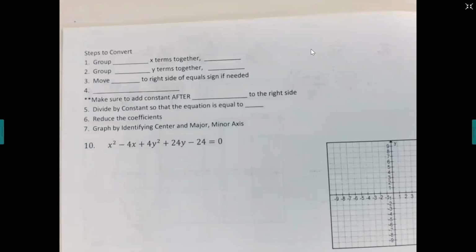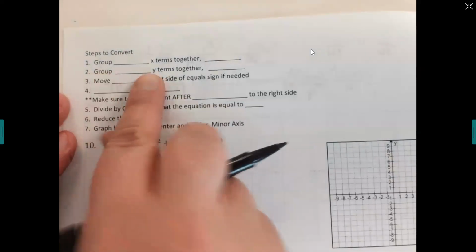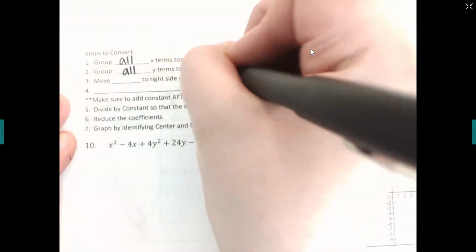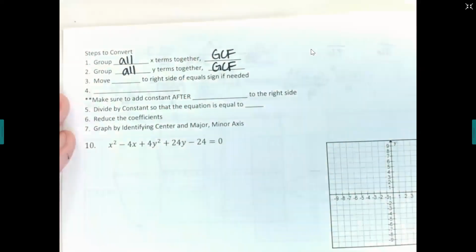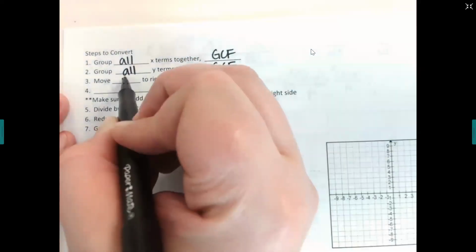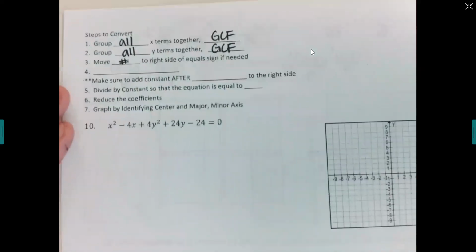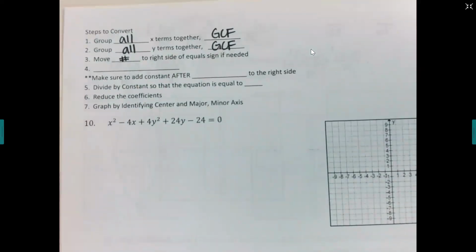Okay, first thing you're going to do is group your X terms together. Then group your Y terms together, and then you're going to GCF. So all X terms, GCF. Then all Y terms, then GCF. Okay, if there's a number by itself, remember we move that across to the other side. So let's take a look at this one. Also, don't forget to leave your blanks.